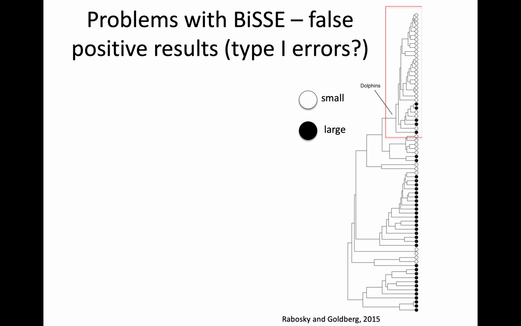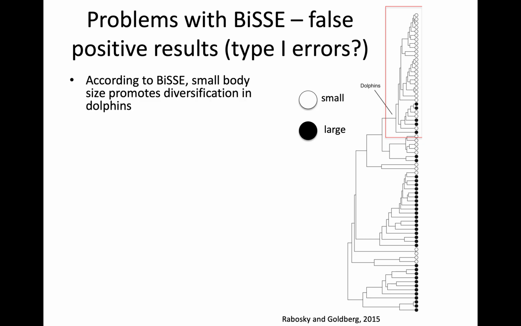So here's another one, and we are wondering what is precisely going on here, whether this is a false positive and how it works. Just to set it up, here we're looking at marine mammals, including dolphins, and there are big ones and small ones. If we ran this through BiSSE, we see that the small body size appears to promote diversification in the dolphins.